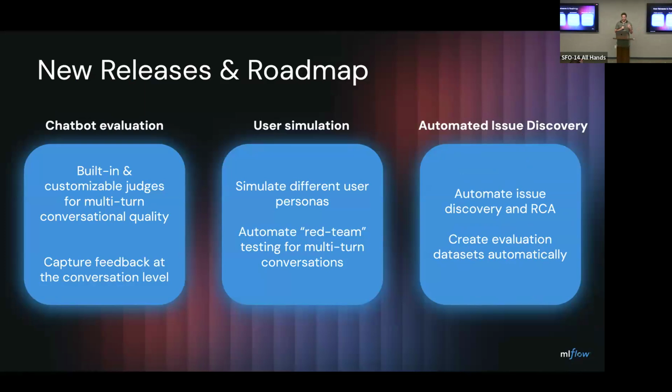So we recently launched more than 30 different built-in and customizable judges for chatbot evaluation. They can look across long horizon conversations of hundreds of messages and detect for subtle problems in agents in ways that simple turn-by-turn judges just can't. We also are launching support in just a couple of days for user simulation. So you can use an LLM to act as a user and talk to your chatbots and uncover issues.